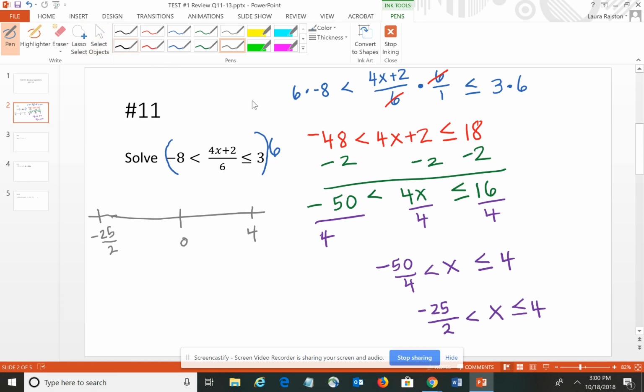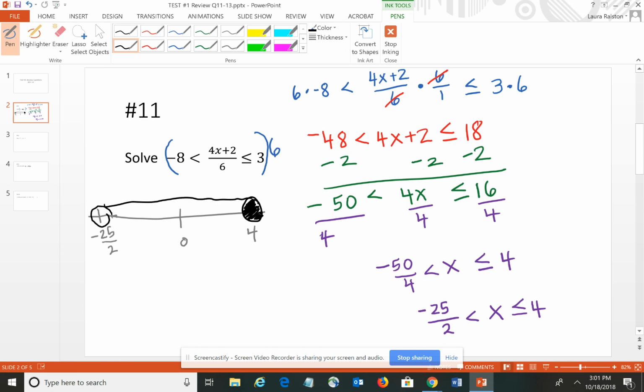Well, the difference is, can you use or include the point or not? Well, negative 25 over 2 is a less than, so it's not used. So we use an open circle at negative 25 over 2. At positive 4, though, it's less than or equal, so I can include it. So I can shade the dot in to show that I can actually use that point and include it. And then we have any value in between.